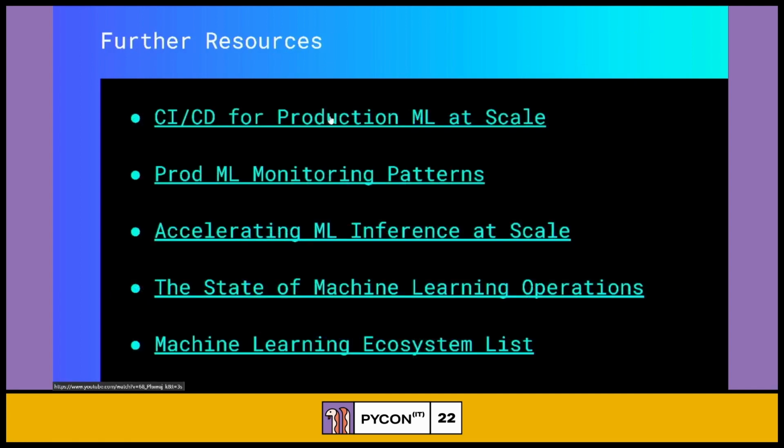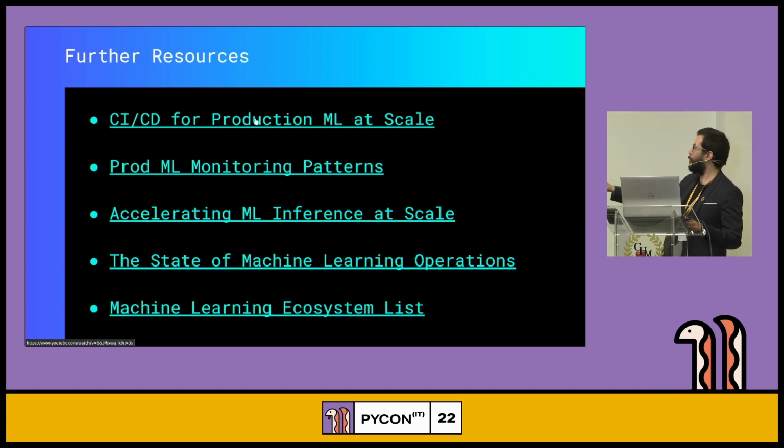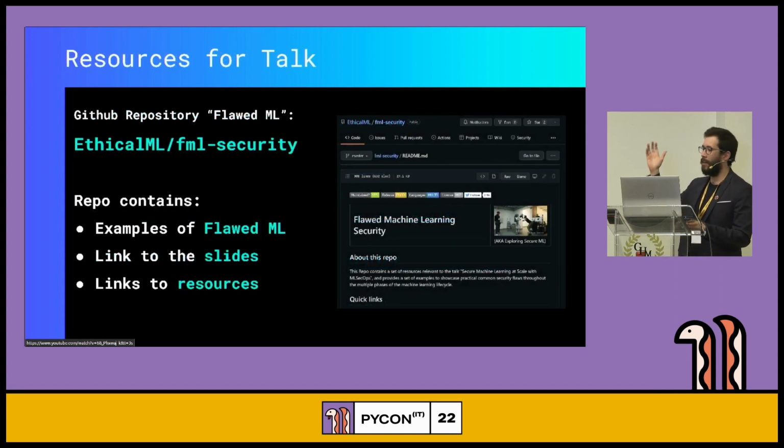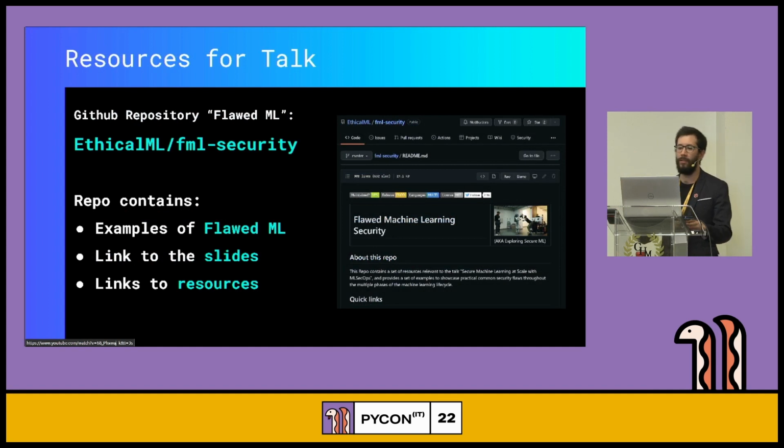As I mentioned, there are a lot of resources that we kind of swiftly went through, but if you're interested, there are 1-hour talks on CI/CD for production machine learning, production monitoring patterns, accelerating ML, et cetera, et cetera. And the resources for the talk, you can find them in the ethical ML security repo.